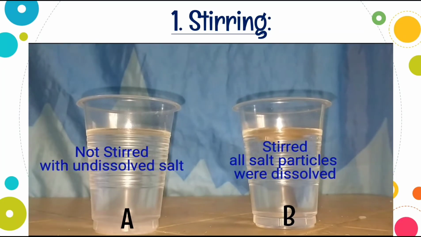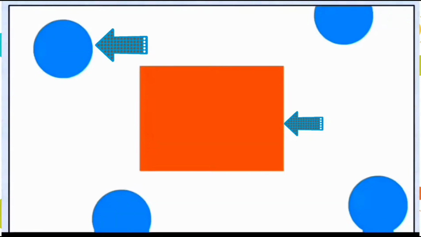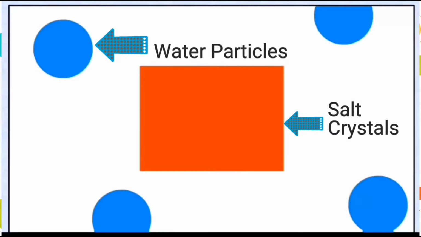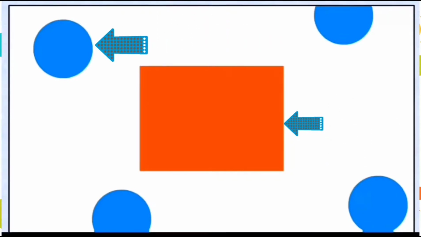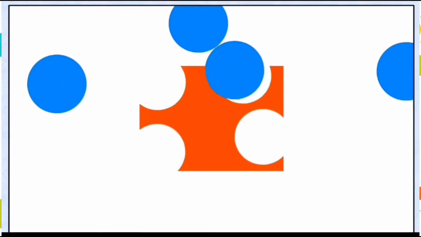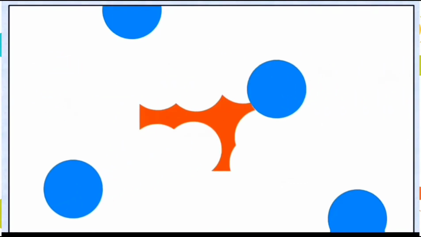As we can see, all the salt particles were completely dissolved in cup B, while in cup A, there are undissolved particles of salt. Take a look at this diagram. The blue circle represents the water particles, and the red square in the middle represents salt crystals. Stirring makes the water particles come in contact with the corners and edges of the salt crystals. Upon contact, the salt crystals start to dissolve.